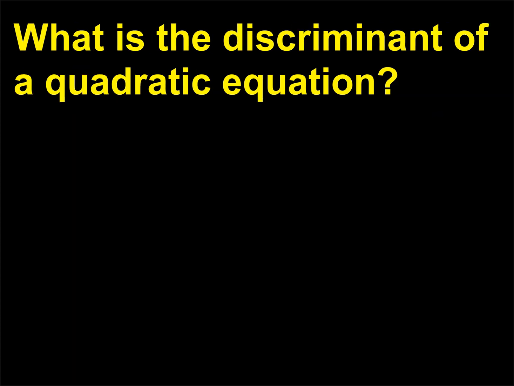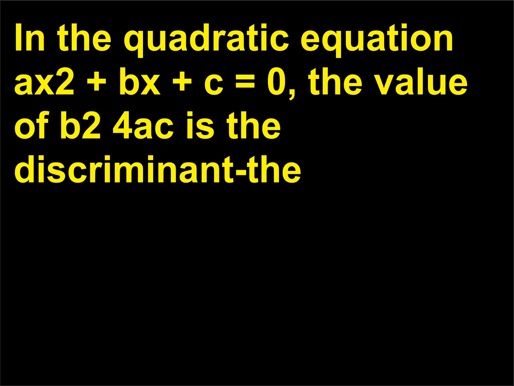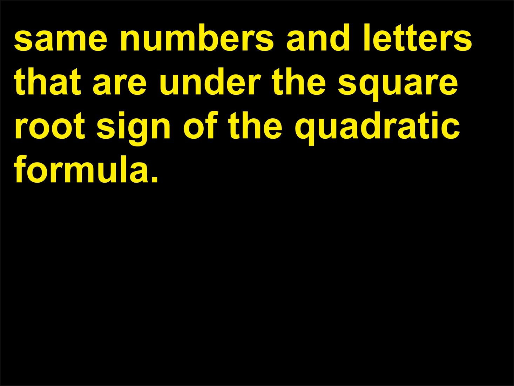What is the discriminant of a quadratic equation? In the quadratic equation ax² + bx + c = 0, the value of b² − 4ac is the discriminant. The same numbers and letters that are under the square root sign of the quadratic formula.